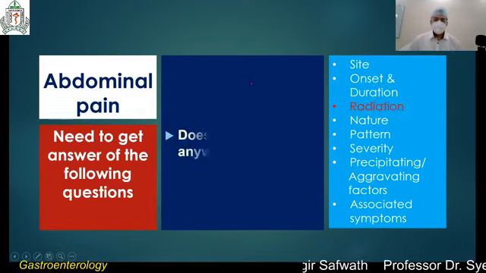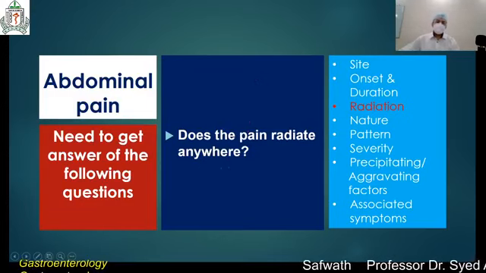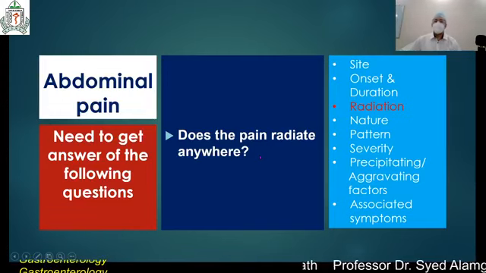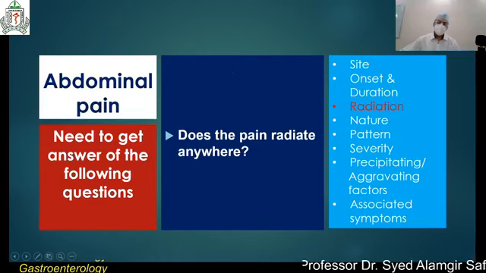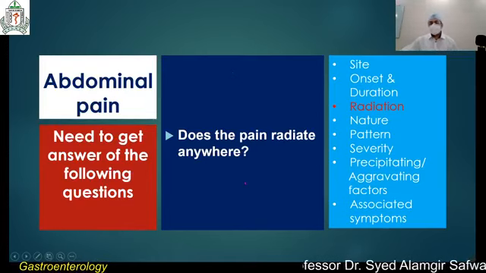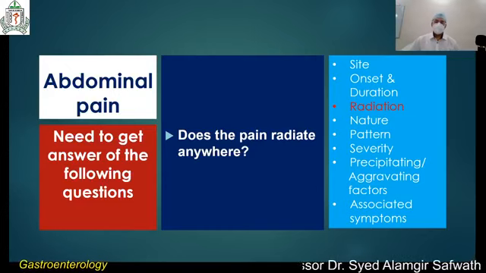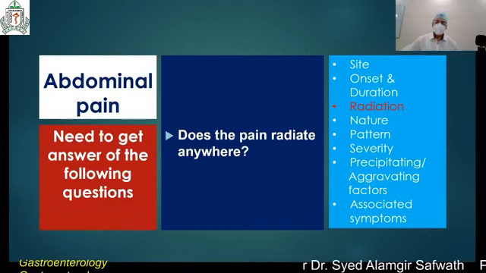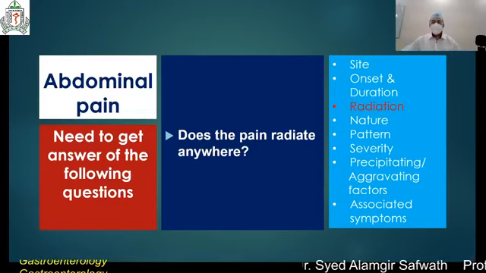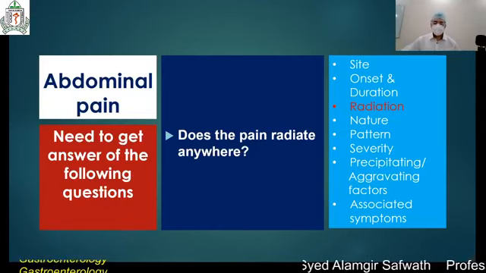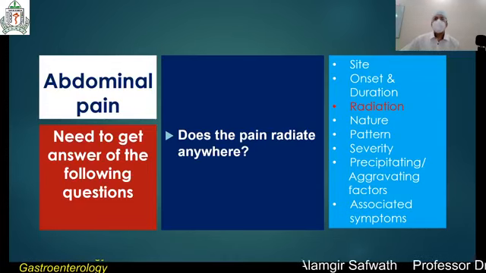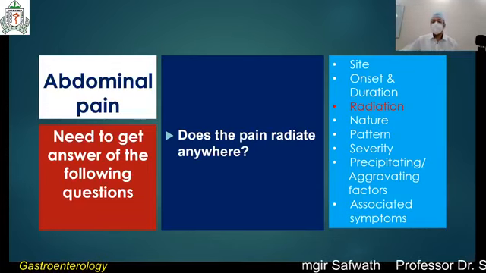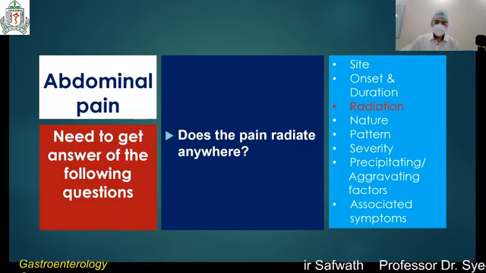Duration is very important. Then he will ask whether the pain radiates anywhere, whether it is a localized pain or it radiates to some part of the body. A few minutes back, we were talking about radiation. We have shown that the pain of the gallbladder radiates to the tip of the scapula on the right side and to the right shoulder. Pain of the pancreas radiates to the back. So you can easily understand that the information about the radiation will give you a very important diagnostic clue.